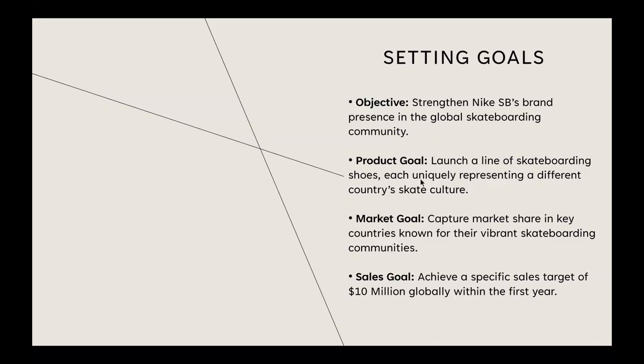So some goals to get started. The main objective really is to just strengthen Nike SB's brand presence in the global skateboarding community, and then also to just launch a line of different skateboarding shoes with the representation of different countries' skating culture. So the market goal, capture market share just in these key countries that have that popularity within the skateboarding community.